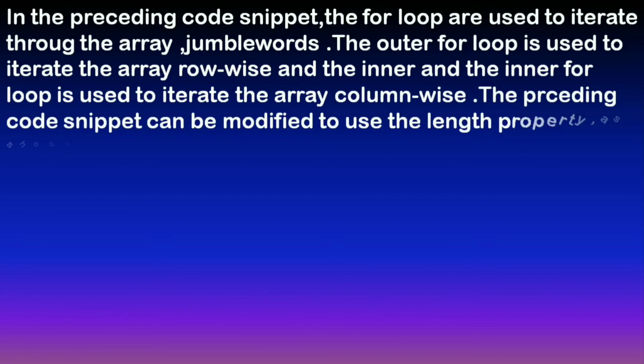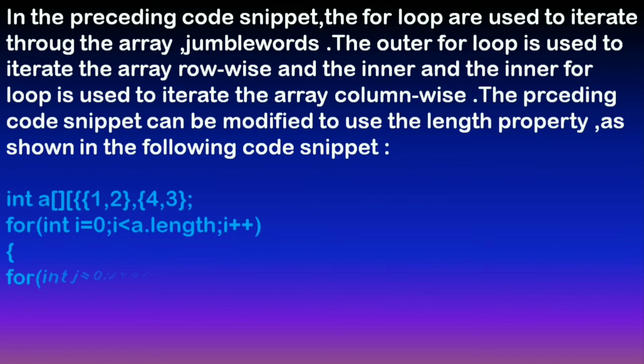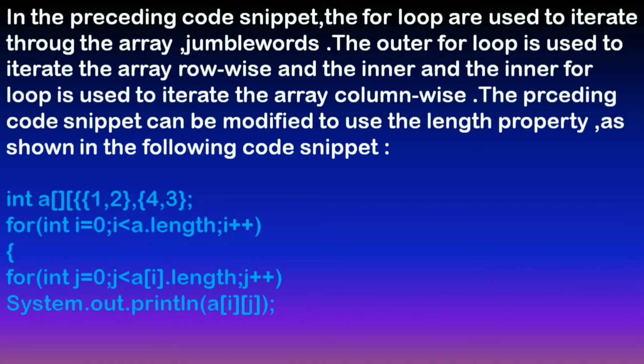In the preceding code snippet, the for loops are used to iterate through the array jumbleWords. The outer for loop is used to iterate the array row-wise, and the inner for loop is used to iterate the array column-wise. The preceding code snippet can be modified to use the length property as shown in the following code snippet. This is our array named a, and these are the values inside it, this for loop will run and the length will be found and printed.